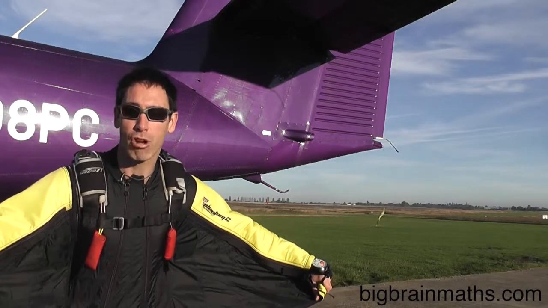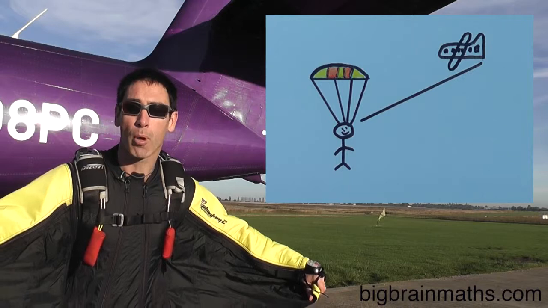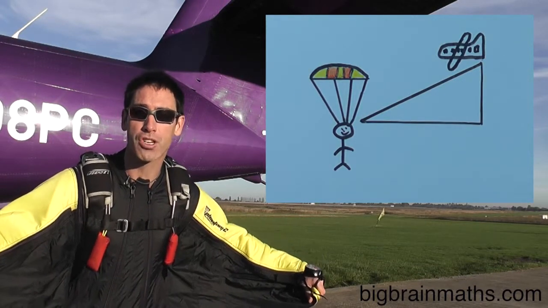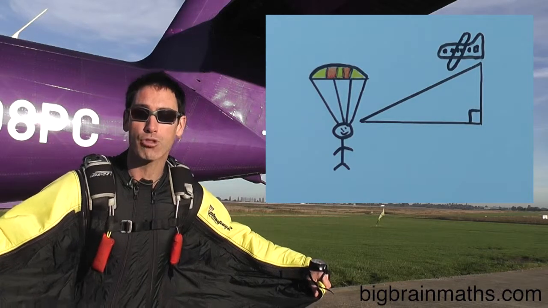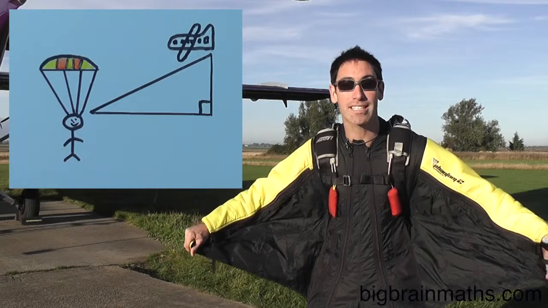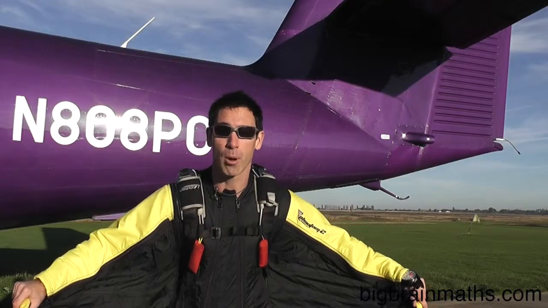If you track my flight across the sky, it forms a diagonal line from the point where I exit the plane to the point where I pull my parachute. Now if you join up this diagonal line with horizontal and vertical lines, it forms a perfect right-angled triangle. We're going to use trigonometry to calculate the horizontal distance that I fly forwards. I'm going to label this X. When using trigonometry to calculate any length, you must have one length and one angle.